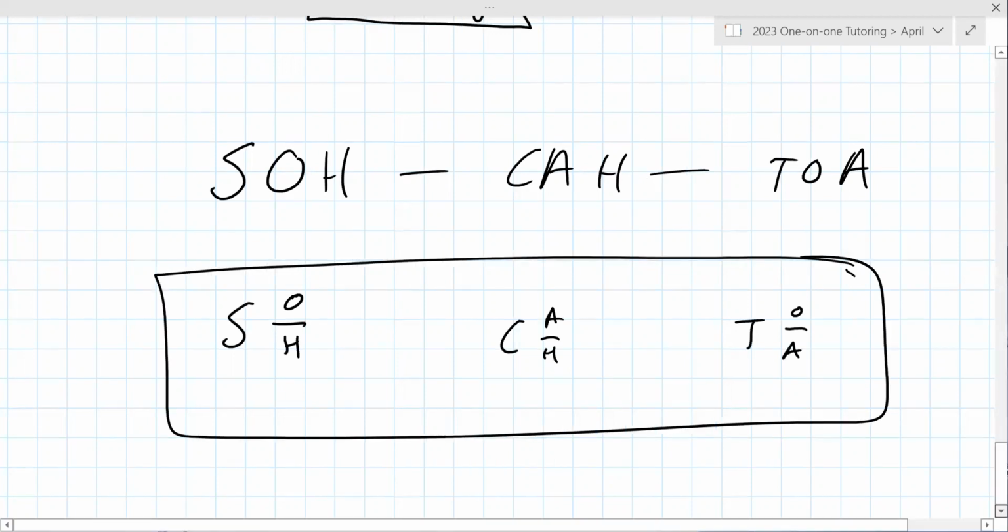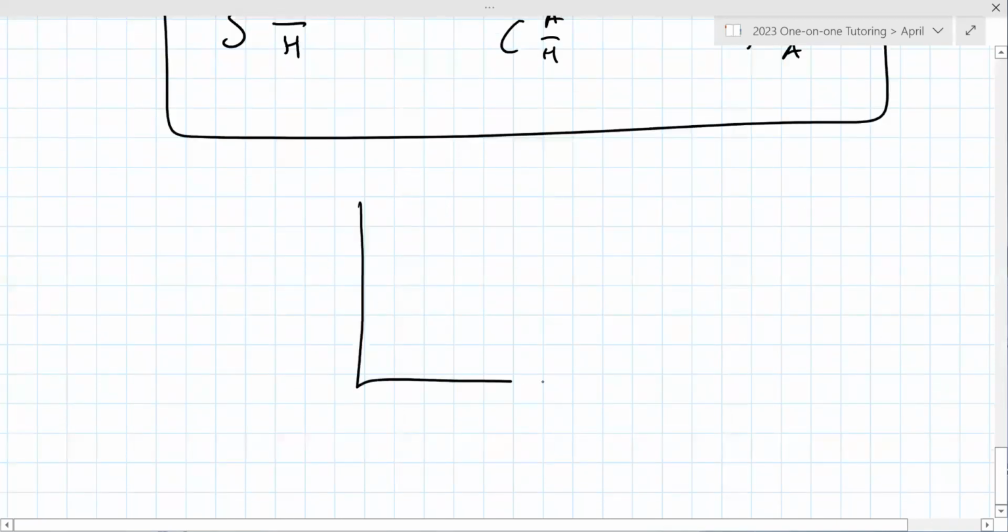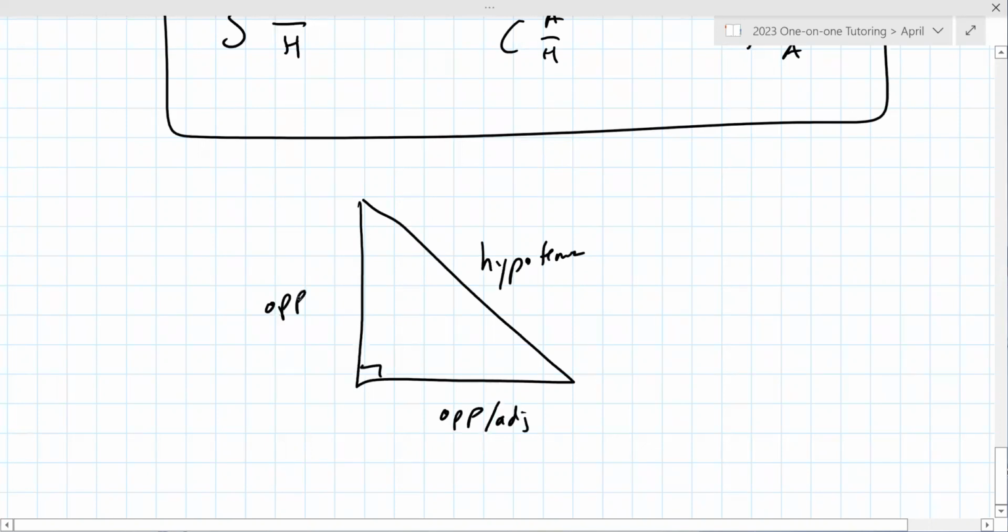Now, you raised a good thought, which is: how do I know which is the adjacent? So here's the truth. This is always the hypotenuse. There's never a situation where that's not the hypotenuse. This is either the opposite or the adjacent. It depends on where you're at.